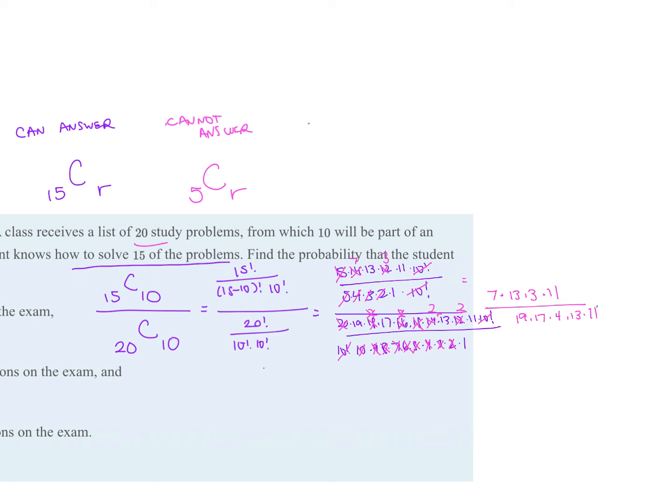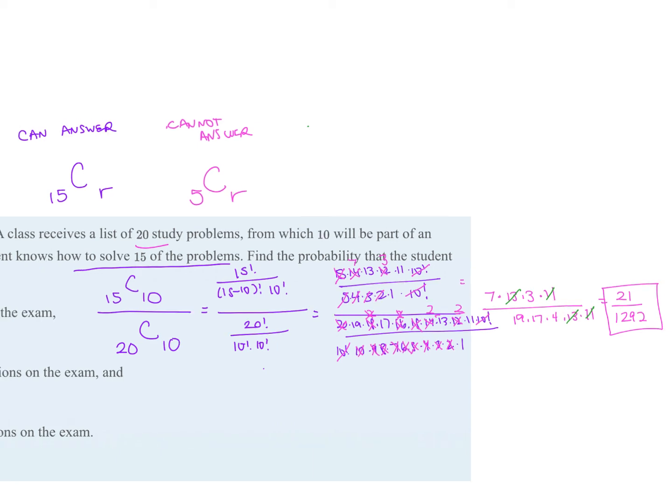Then we can cancel out more here. So cancel out the 11s, cancel out the 13 here. And then we have 21 times 19 times 17 times 4, which is 1,292. So that's the probability that the student can answer all 10.